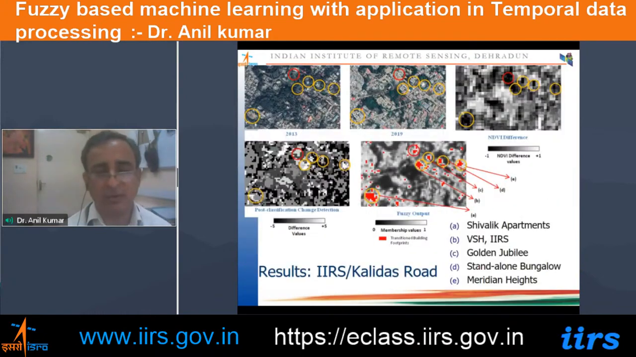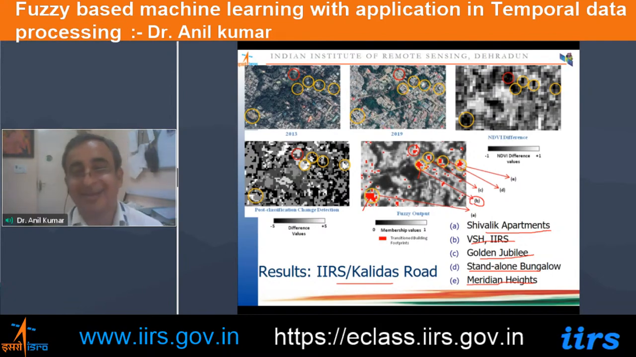Here you can see for Kalidas itself first, the outputs, how it has come up. There was Shivalik apartment on the Kalidas Road, Vikram Sarabhai hostel within our campus, Golden Jubilee hostel, and Stand on Bangla outside the main gate, and the Meridian Heights apartment were easily mapped. This is your Shivalik apartments on the Kalidas Road. This is Vikram Sarabhai hostel B, where I daily play badminton. So it is a well-known place to me.